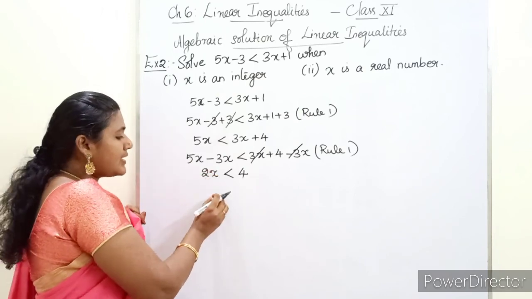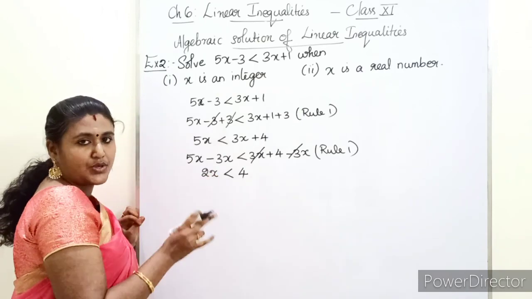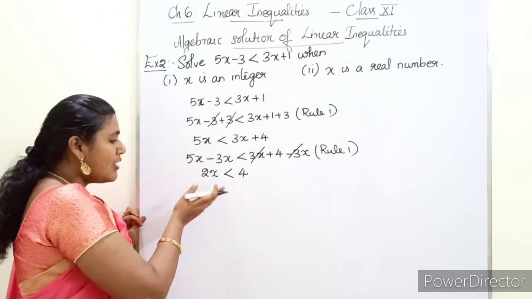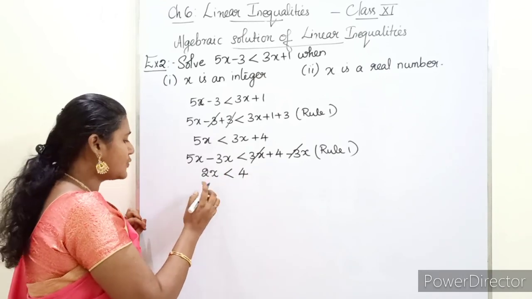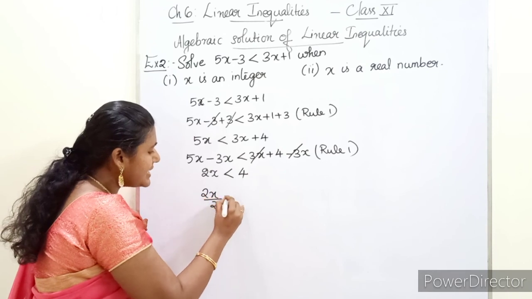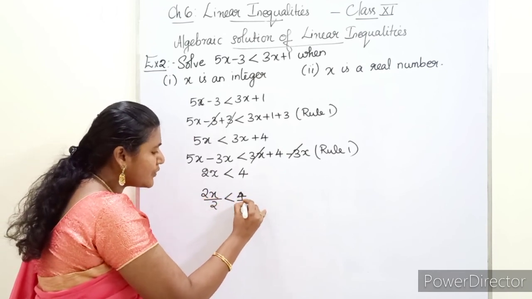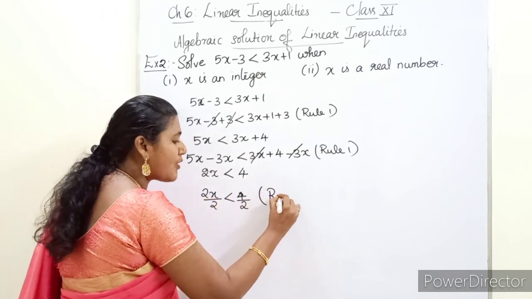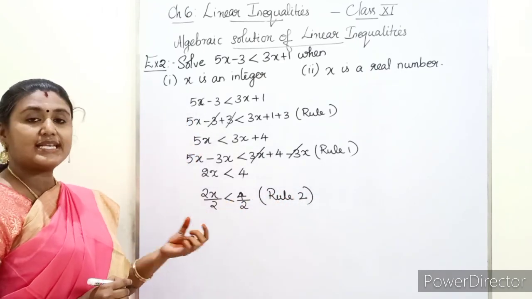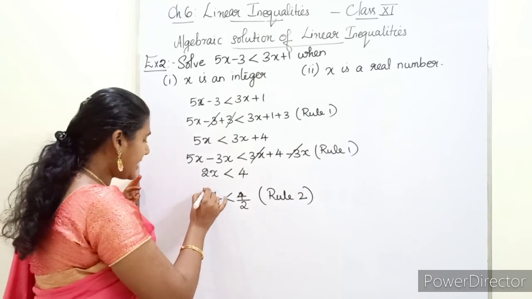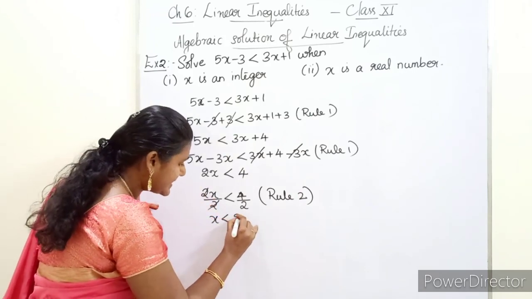Again you have to make the coefficient of x equal to 1. For that, what we have to do? We have to divide both sides of the inequality by 2. So 2x by 2 is less than 4 by 2. So here we are dividing by a positive integer. So this is as per rule 2. The inequality sign will not change. So we can cancel this. So x is less than 2.